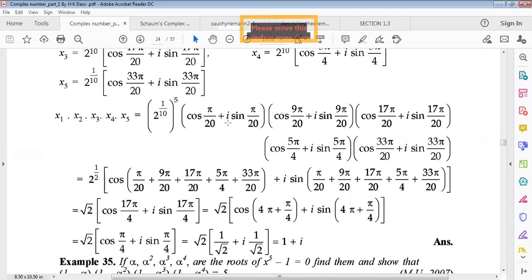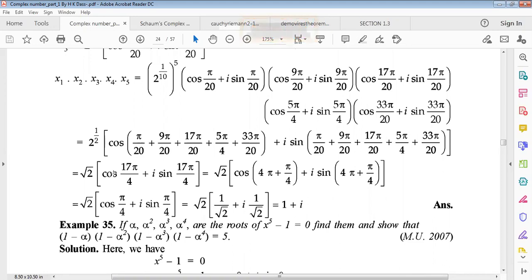Now according to de Moivre's theorem, cos theta 1 plus cos theta 2 plus cos theta 3, all will be the sum of the first angle. Okay, sum of the angles plus i into sine of what? Sum of the second angle. This is the first angle, second, third, fourth: sum of all angles, sine into the sum of all the angles. So cos, taking LCM, we get 17 pi by 4, and i sine, taking LCM, just adding, sine 17 pi by 4.